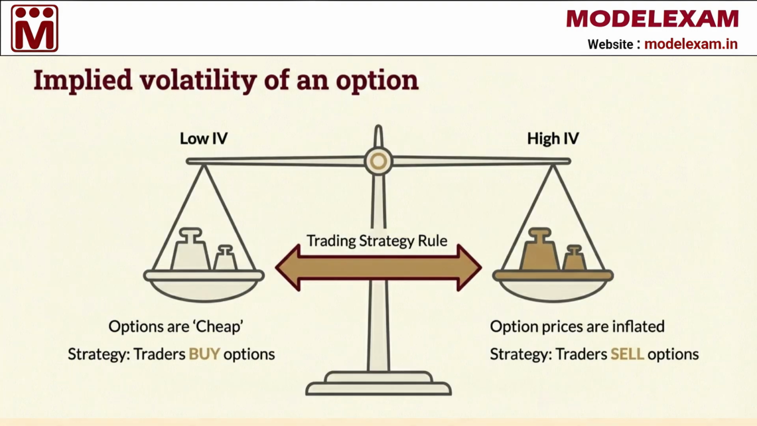Understanding this number helps you decide on the right trading strategy. You can think of it like a scale. When implied volatility is low, options are considered cheap, and traders usually like to buy them. On the other hand, when implied volatility is high, option prices are inflated, and in those cases, the common strategy is to sell options to take advantage of those higher prices.